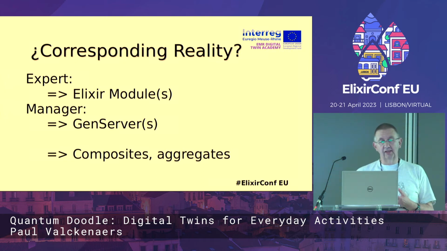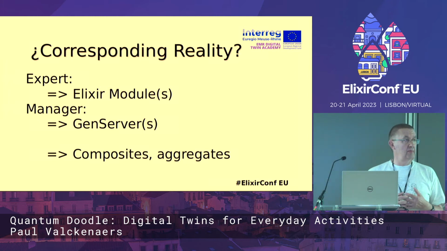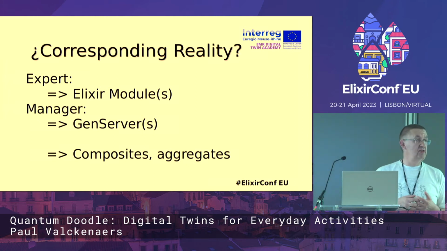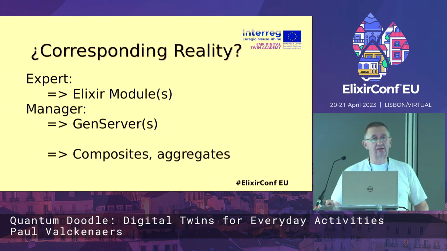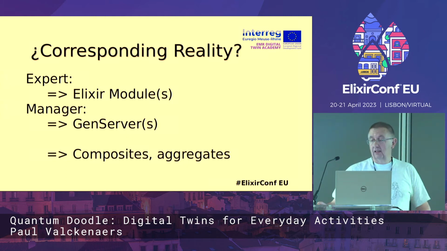How do you implement it? Experts typically will be Elixir modules, whereas the managers, because they have to manage state, will be GenServers in my case. So they have to be processes. Good practice in Elixir and Erlang is basically to default to GenServers, and you go to different things if necessary, but that's because a GenServer is automatically supervisable, and you want supervisors to make things very robust.